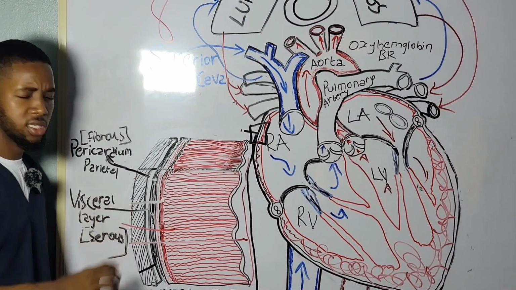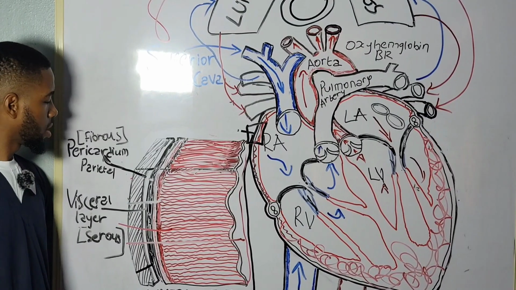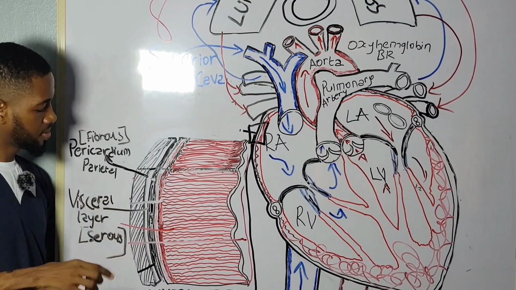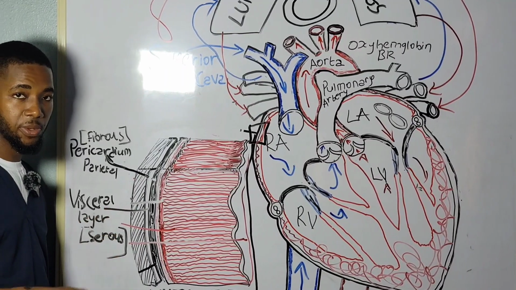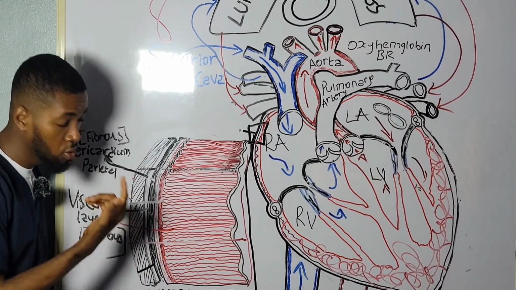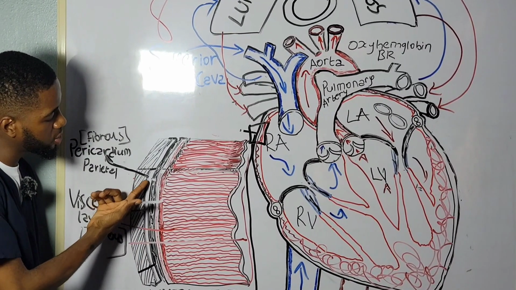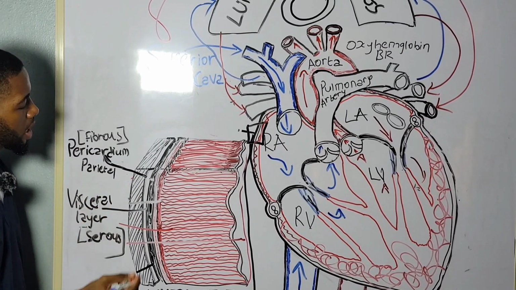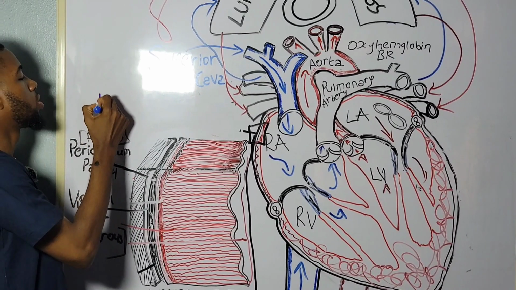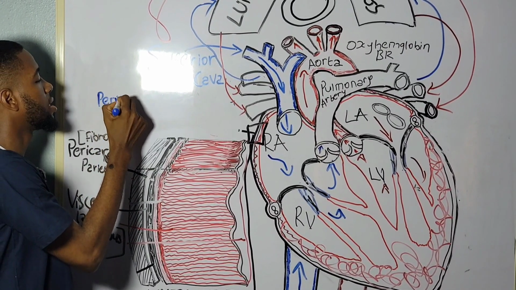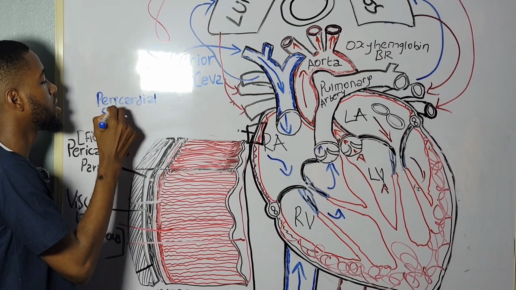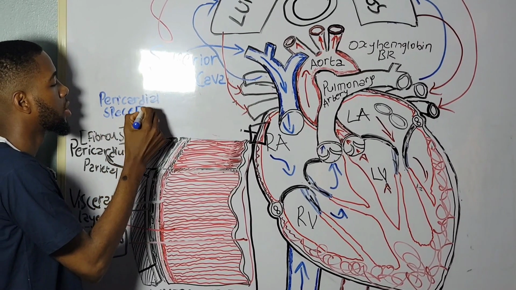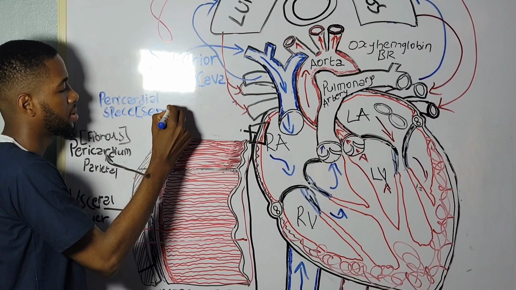In between these two layers, remember it is a pericardium. In between the parietal layer and the visceral layer of the pericardium, there is a space. If you look closely at this diagram, there is a white space here. That white space is what we call the pericardial space. And the pericardial space houses fluid called the serous fluid.